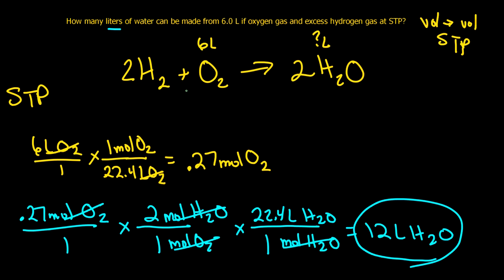Those 2 waters for every 1 oxygen. So there's twice as much water. So if I got 6 liters of oxygen, that means I got 12 liters of H2O. So if you can remember that, volume to volume STP problems are super simple. Just multiply by the balanced equation ratio. Alright, let's do another one.